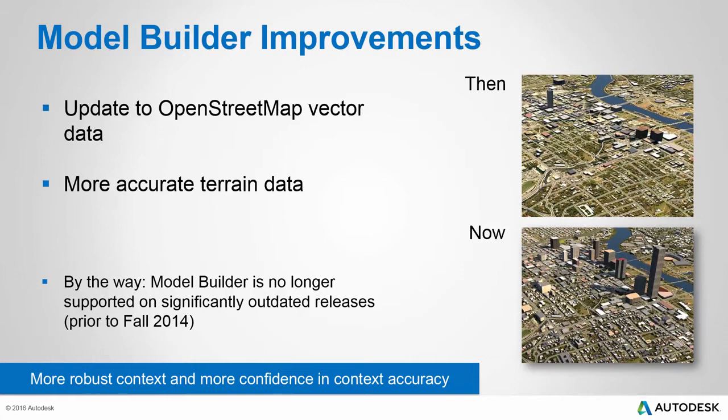Why is all this important? The update to the OpenStreetMap data and the more accurate terrain data. This means you have more robust context and more confidence in the accuracy of that context to use as the backdrop for your design.